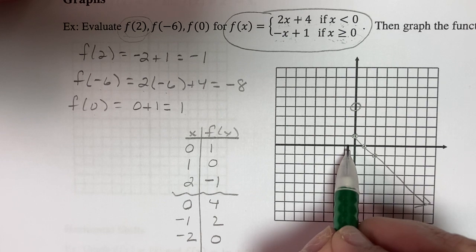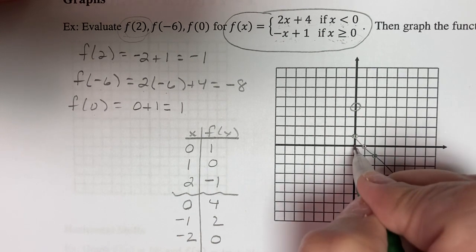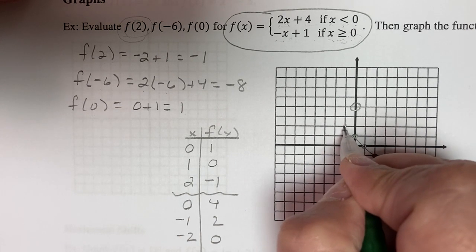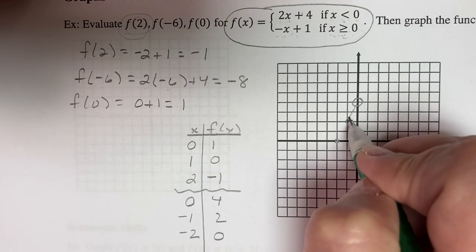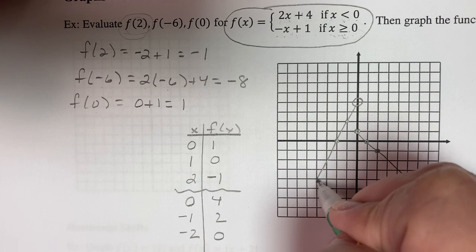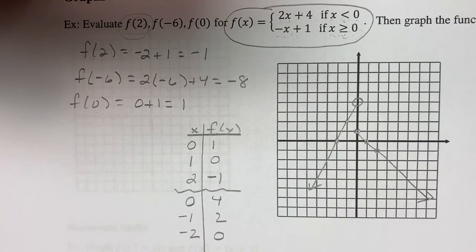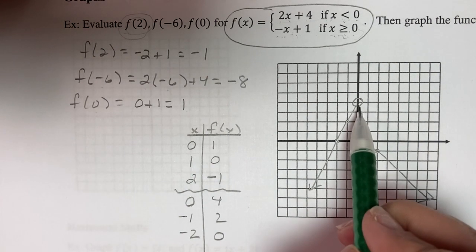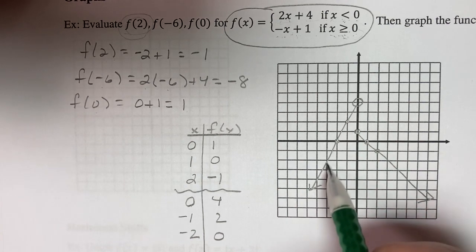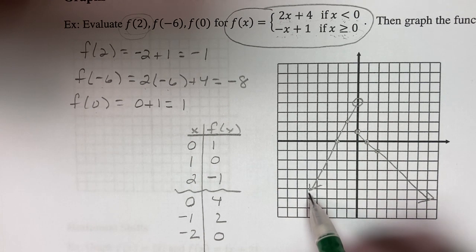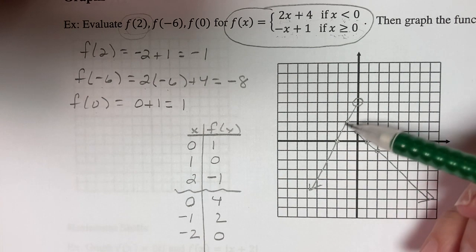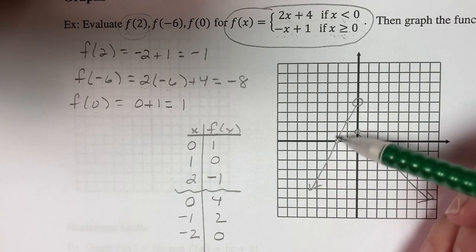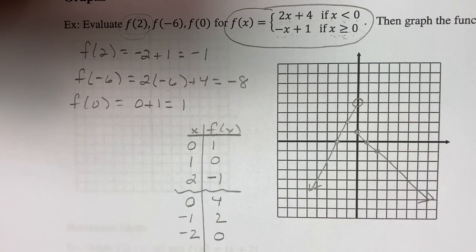But we're not actually going to plug those values in. Now we're going to go to negative 1, 2, and negative 2, 0. So this portion of the line is going to look like that. It's going to start at this open dot, and it's going to go through those points. You can see that if I were to continue that line, it has a slope of 2. So you could see that there's a slope of 2 there.